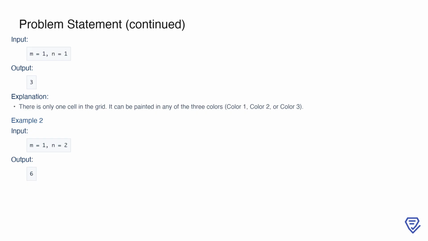If the grid consists of just 1 row and 1 column, meaning m equals 1 and n equals 1, there's only 1 cell in the grid. This single cell can be painted using any of the 3 available colors, as it has no neighbors to constrain its choice. Therefore, in this case, the output is 3, representing the 3 distinct ways to paint the grid.